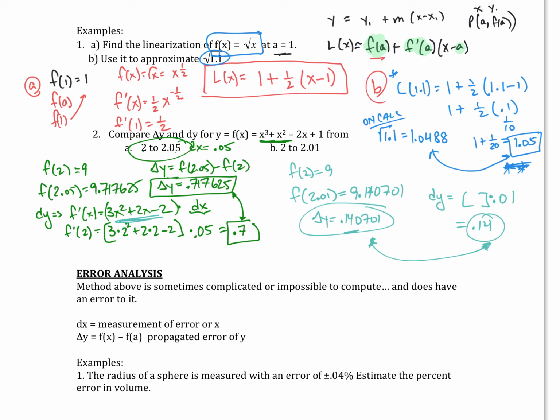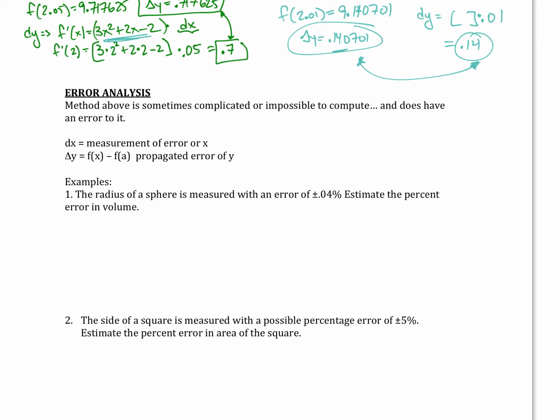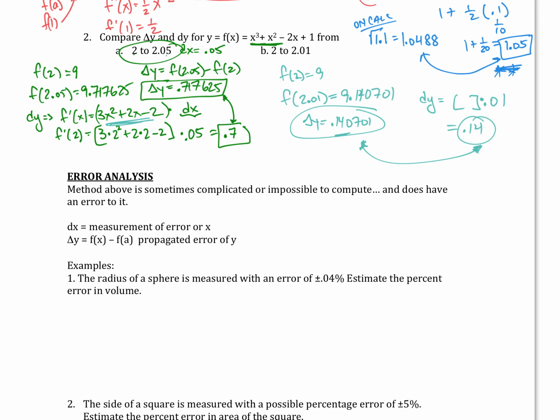All right, all of this will help us in error analysis. So let's take a look. Again, these are just saying what is delta y, which is a change in y, as opposed to dy, which is that instantaneous change that I'm looking for. Over here, let's take a look at this next one for error analysis. The method that we just did above is sometimes complicated or impossible to compute and does have an error to it. So here is how we determine the error.